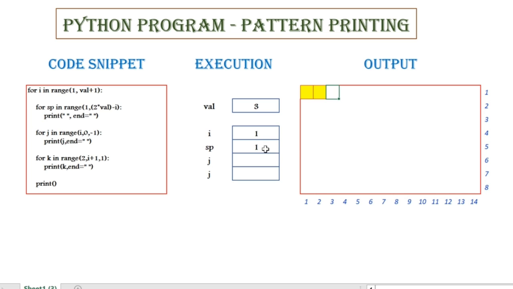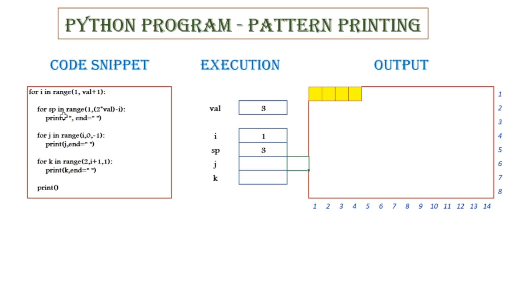Now the value of sp is going to be 2. Print. So now I'm going to print 2 more blank spaces. Now the value of sp will be 3. So 3 is less than 2 into val. The value of val is 3, 3 into 2 is 6, and 6 minus i, 6 minus 1, is 5. Since 3 is less than 5, the nested for loop is going to continue and it is going to print 2 more blank spaces.